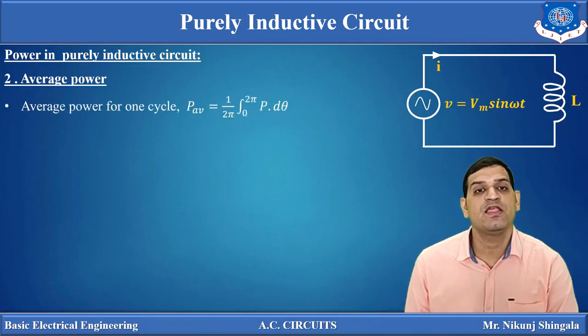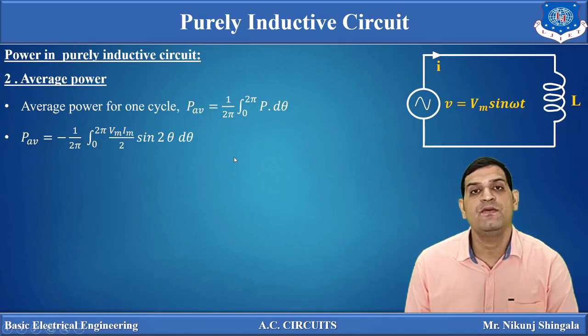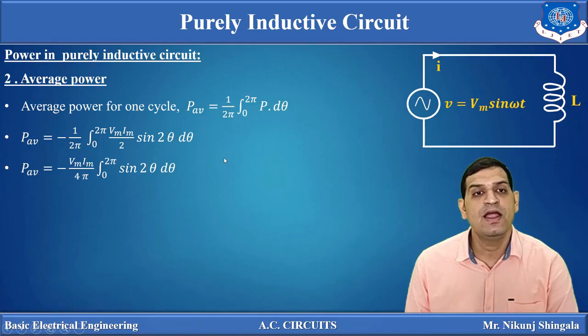So average power for one cycle is given by P average is equal to 1 divided by 2 pi integration 0 to 2 pi P into d theta. Now putting the value of P, that is instantaneous power, P average is equal to minus 1 divided by 2 pi integration 0 to 2 pi Vm Im divided by 2 sin 2 theta d theta, taking minus outside. Now this is the constant term, so taking outside from the integration, P average is equal to minus Vm Im divided by 4 pi integration 0 to 2 pi sin 2 theta d theta.